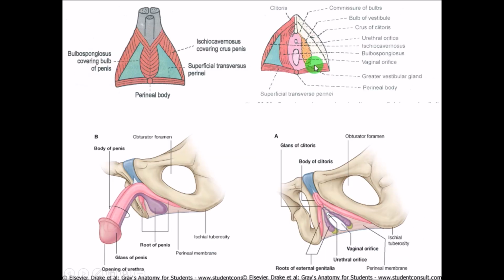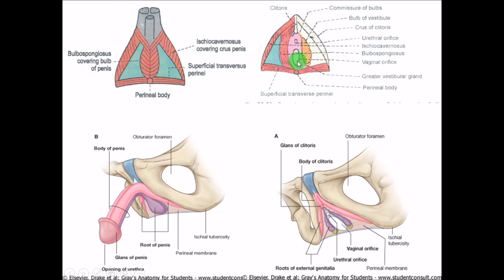Then the third muscle is the superficial transversus perineal. There is a superficial as well as a deep one, and the superficial will be here. At the center, this is called the perineal body. This is a very important structure, especially in the female. This structure should be intact; if not, there will be prolapse.